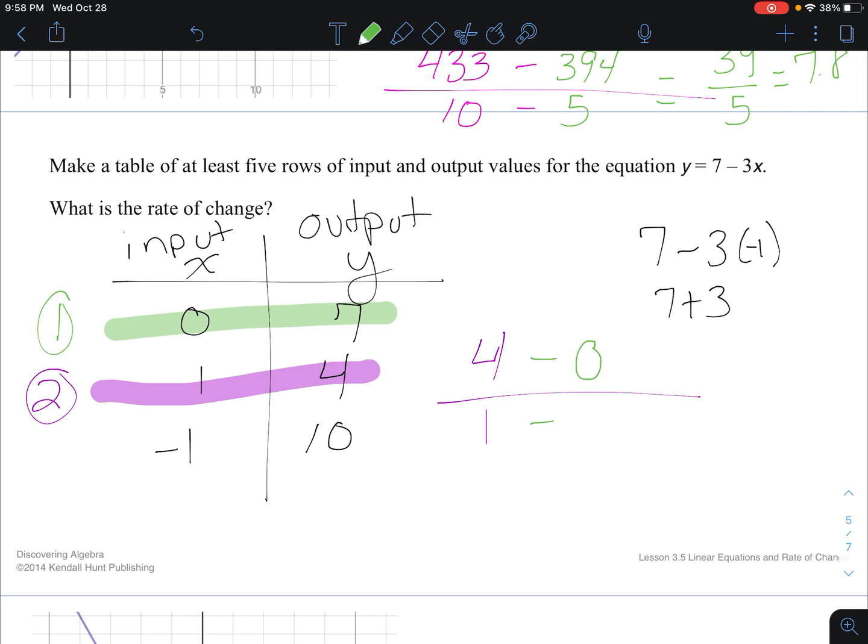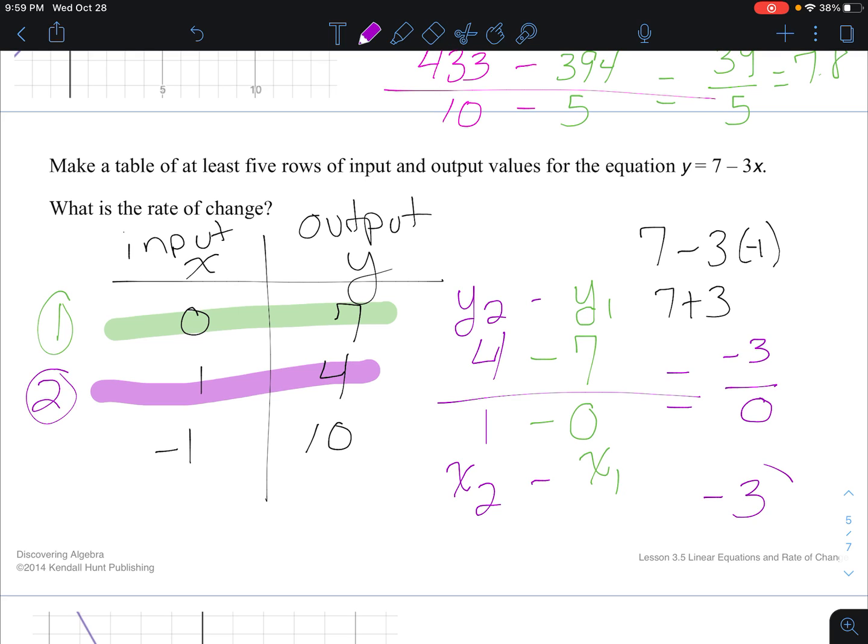So 4 minus 0, and, sorry, that shouldn't be 4 minus 0. That should be 4 minus 7. Sorry about that. And then I should have 1 minus 0. Right? So this was my y1, and this was my x1. This is my y2, and this was my x2. And they're being subtracted. And so when I subtract them, I get negative 3 over 1. So my rate of change, or my slope, is negative 3 here.